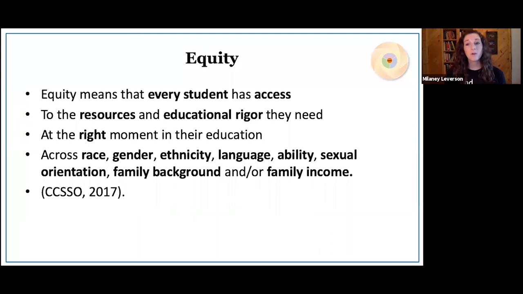So when we talk about equity in this broad sense, we want you to remember that we are always bringing it back to this core definition, and that's really what we mean when we address equity in any of our sessions.